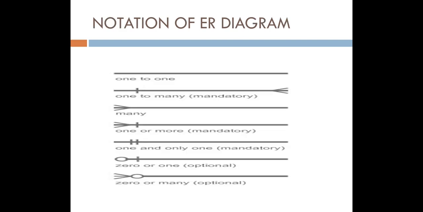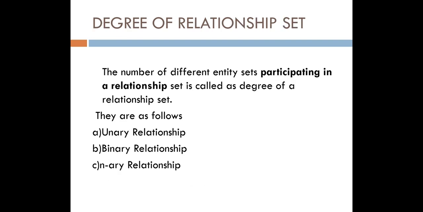Next we will discuss the different diagrammatical notation of the many-to-many, one-to-many, one-to-one, many-to-one relationship. Next we will discuss the degree of the relationship. The number of different entities associated with the relation is represented by the degree of the relationship. They can be unary relationship, binary relationship, and n-ary relationship.